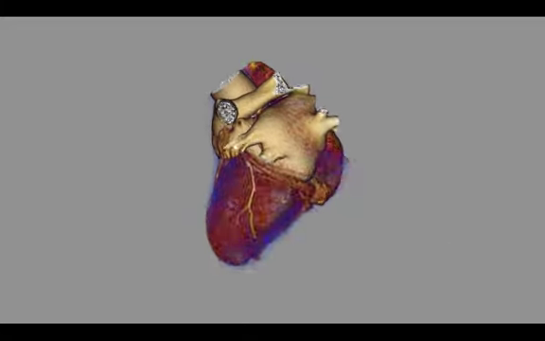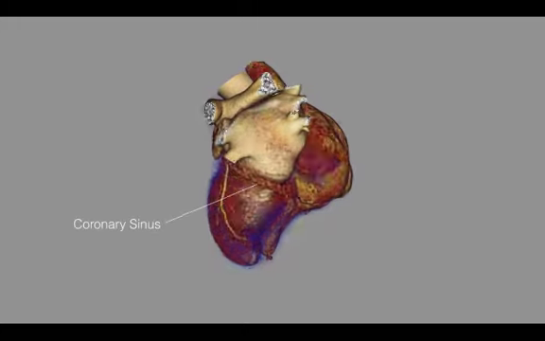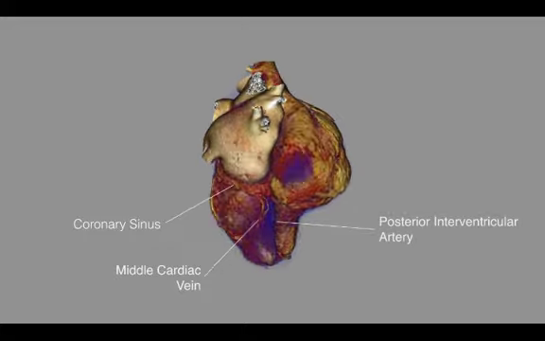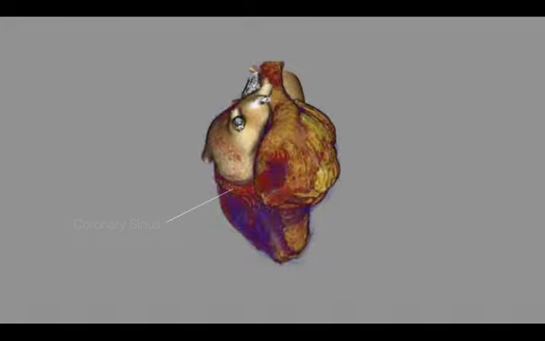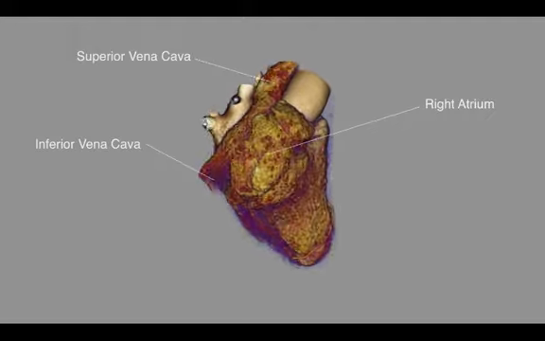Blood returning from the heart will utilize the cardiac veins to return to the coronary sinus. One example is the middle cardiac vein seen here, located near the posterior interventricular artery on the posterior aspect of the heart. All of this blood from the heart will return back to the right atrium where it joins the deoxygenated blood from the body.